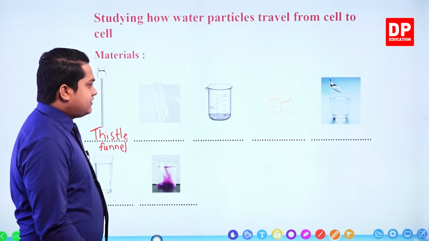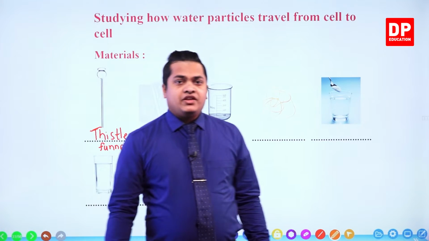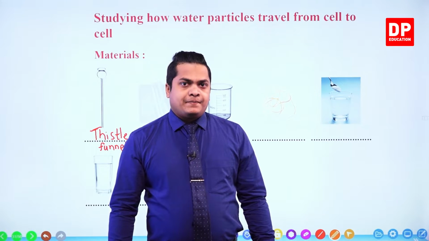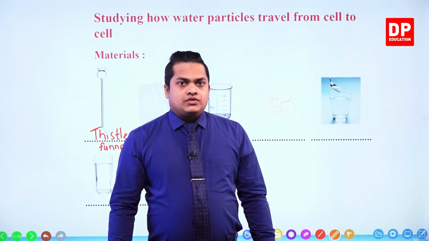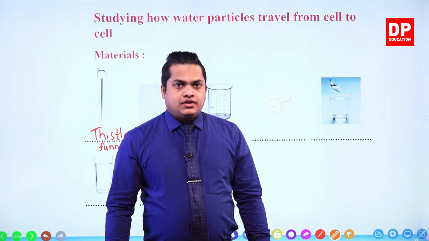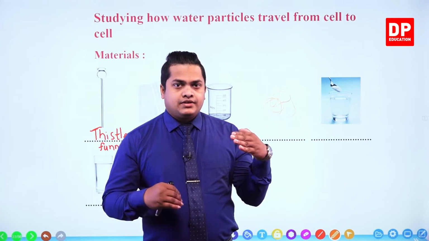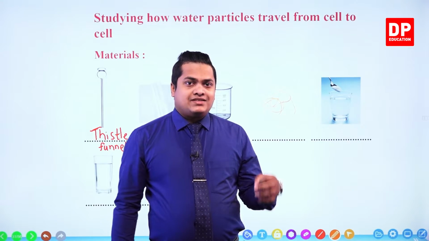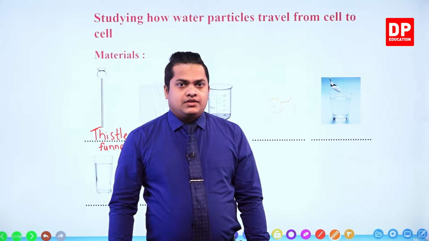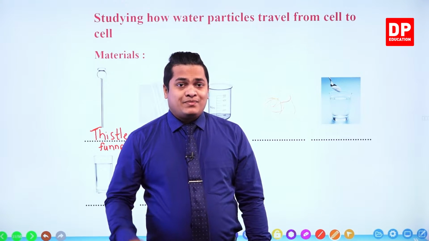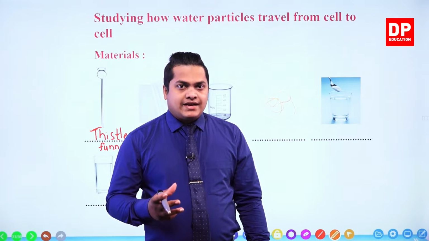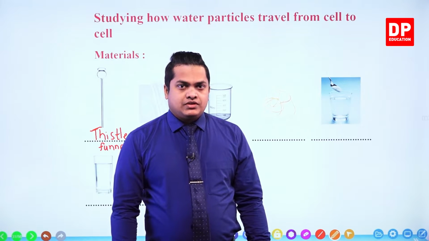Thistle funnel. A thistle funnel is a special kind of funnel that we use to pour substances like liquid substances into a certain beaker, right? So the thistle funnel is very important. If you have a long neck beaker, then when you are pouring acidic substances or acids, the acids may spill here and there due to that long neck. In that case, thistle funnels are used. It avoids that spilling part.